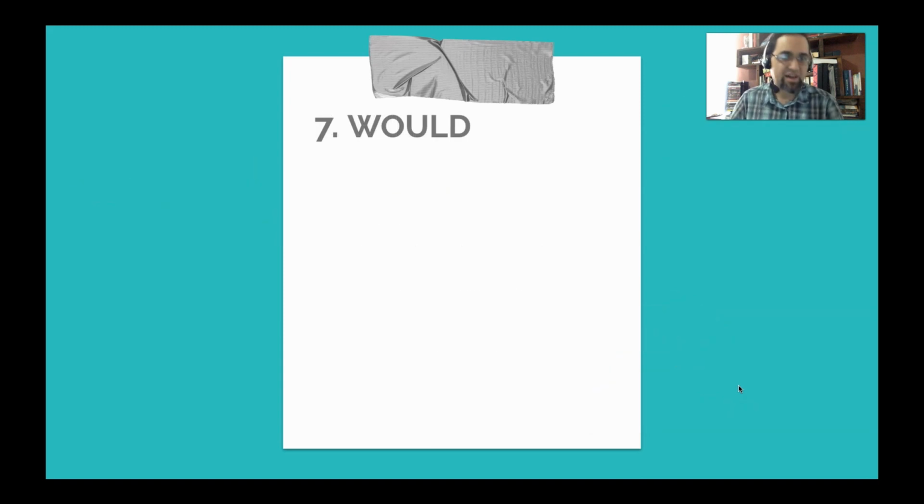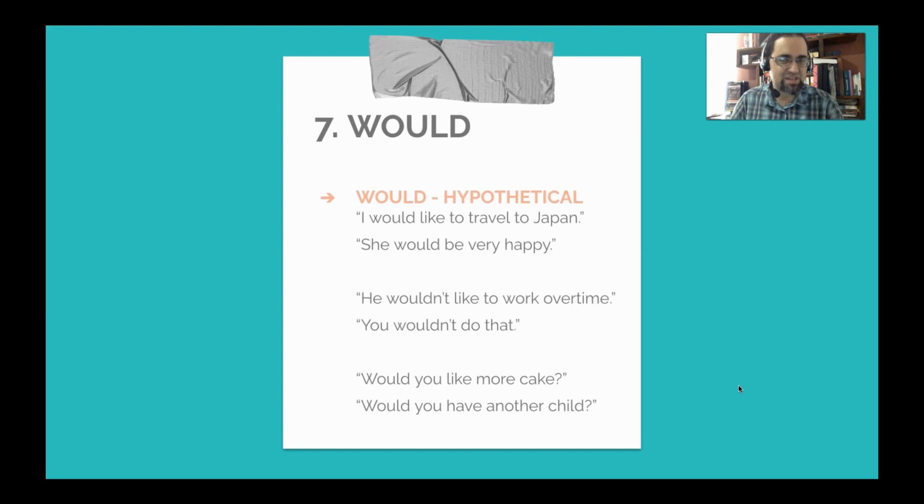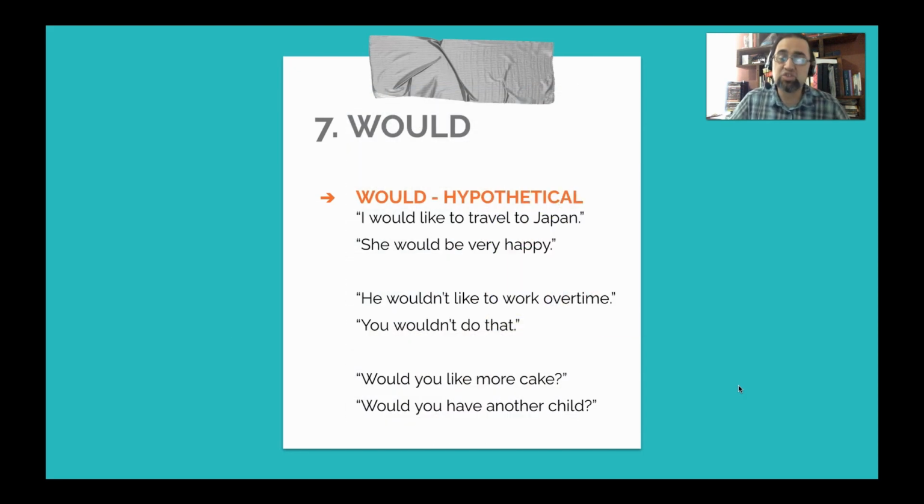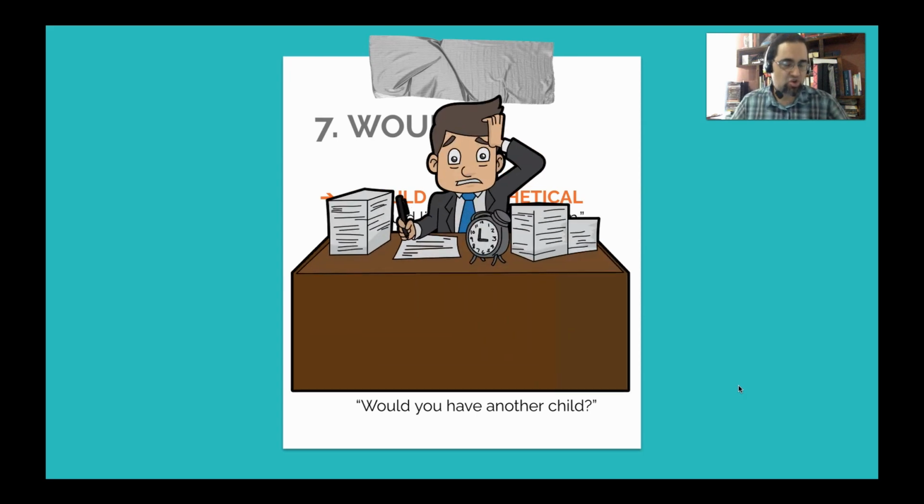Then would. Would is a very interesting verb because it has a couple of uses. The most common, well, is the hypothetical. You say something like, I would like to travel to Japan. Hypothetically, that would be awesome. She would be very happy. If a series of things happened, she would be very happy. Hypothetical. Negative, he wouldn't like to work overtime.